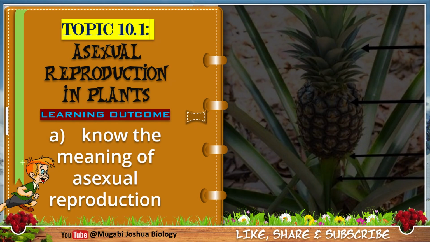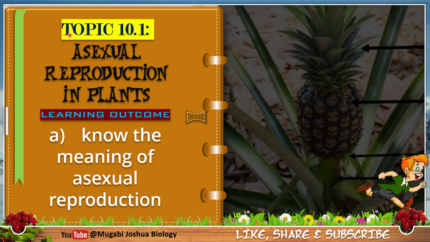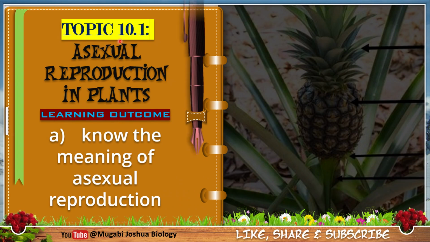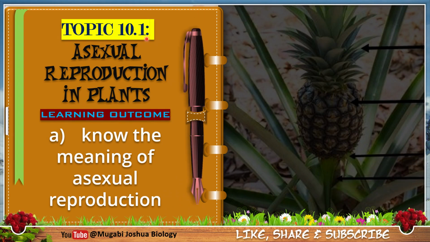Thank you very much for participating in topic 10.1, which is asexual reproduction in plants. We have been looking at learning outcome A, which is know the meaning of asexual reproduction.